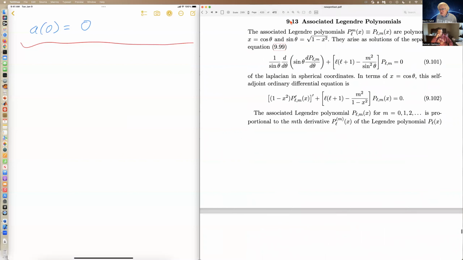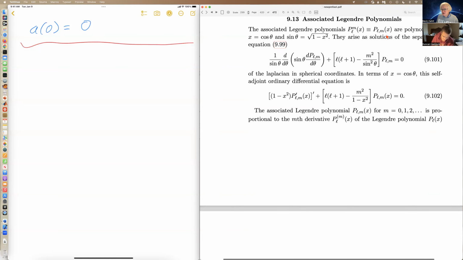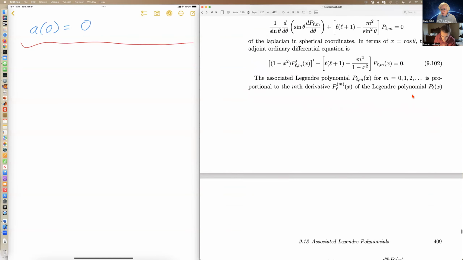Now, what about these associated Legendre polynomials? Well, what we do, as I said before a couple of times, P sub L super M, which is sometimes written as P_LM with both subscripts, they're polynomials in cosine theta and sine theta. And as I said, they arise as solutions of the separated theta equation, which is of the Laplacian in spherical coordinates. It looks like this. So if we go back to x, we then have this as our differential equation.